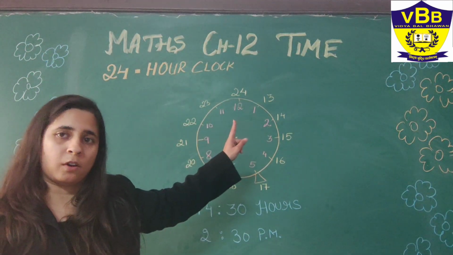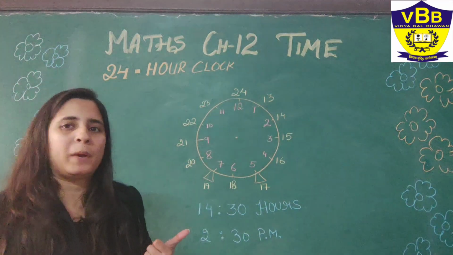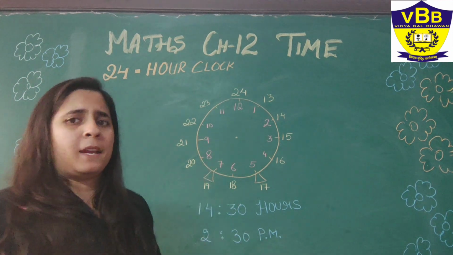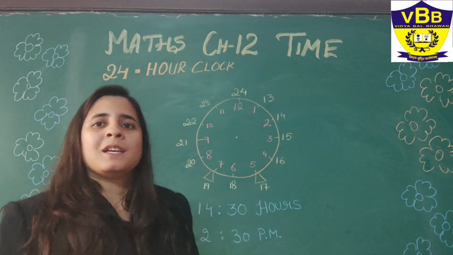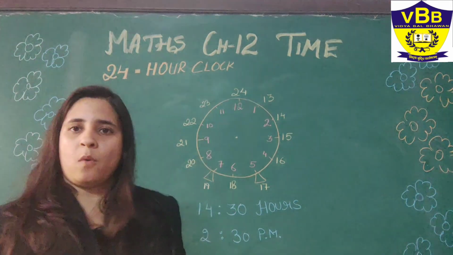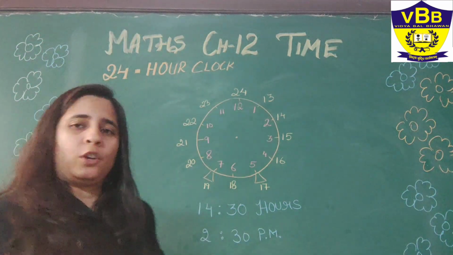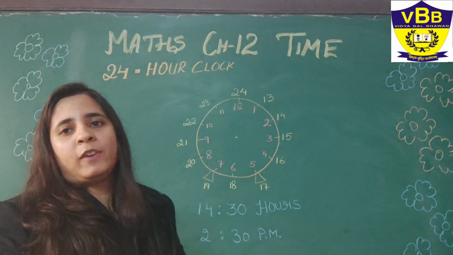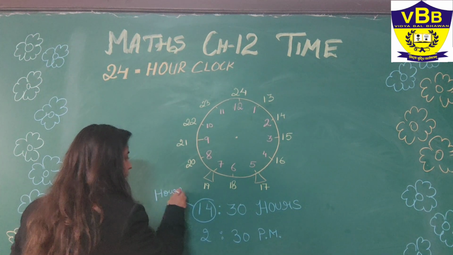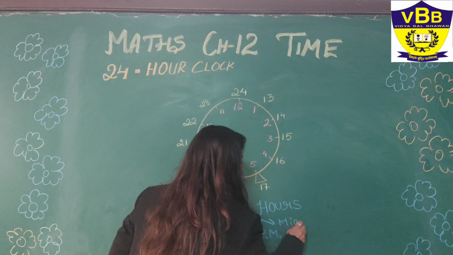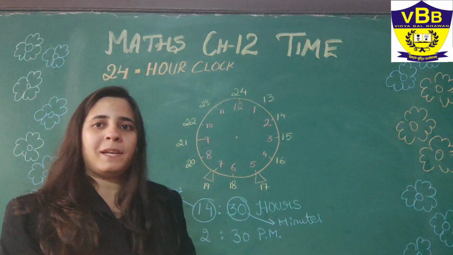So from 1 PM until we reach 12 midnight, we will use 13, 14, 15, 16 and so on. In the 24-hour clock we don't need to differentiate by AM or PM. It is clearly understood that if I say the time is 11 hours, that means it is 11 in the morning. If I say the time is 17 hours, that means 17 is 5, so it is 5 PM. So we don't need AM or PM while using the 24-hour clock. So 14 will become your hours and 30 will become your minutes. I hope it is clear to you all.